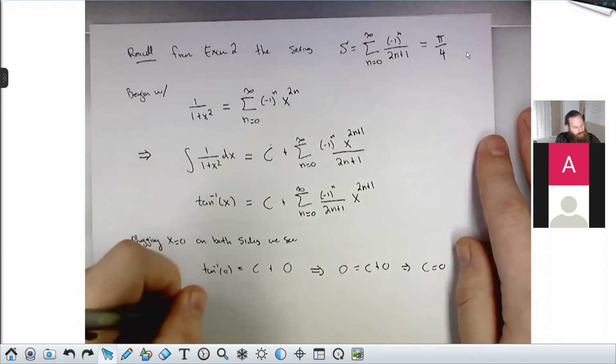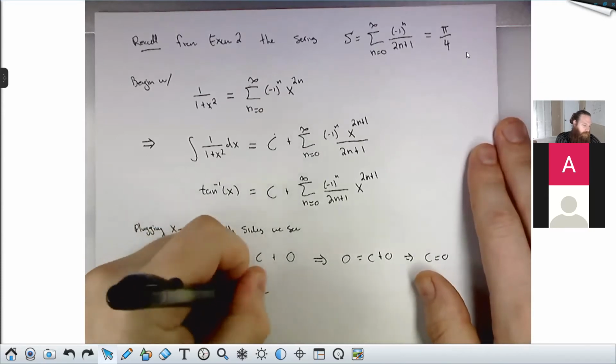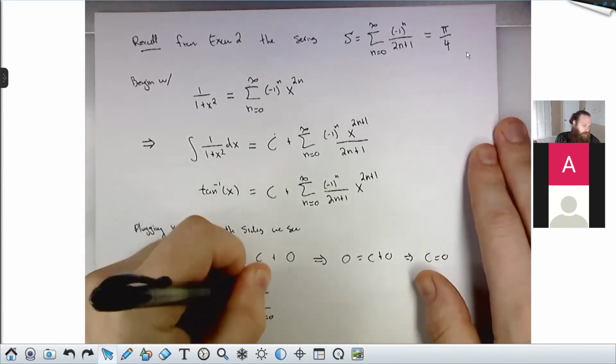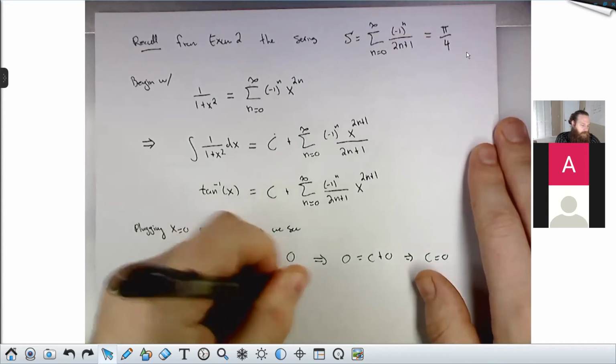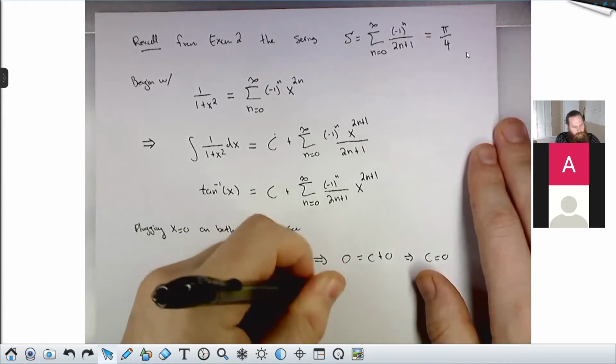So the inverse tangent of x, the arctangent function, has a power series expansion. We just found it. It's the sum from 0 to infinity, -1 to the n over 2n plus 1 times x to the 2n plus 1.